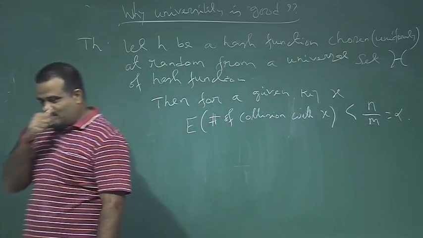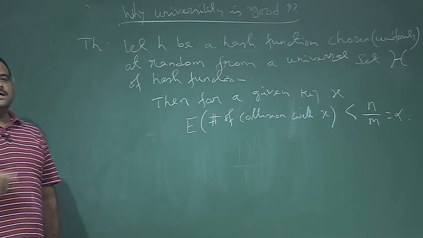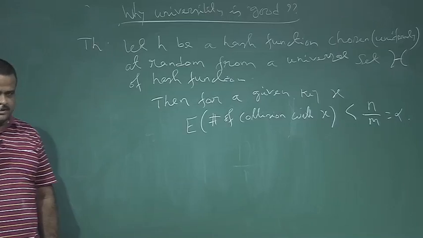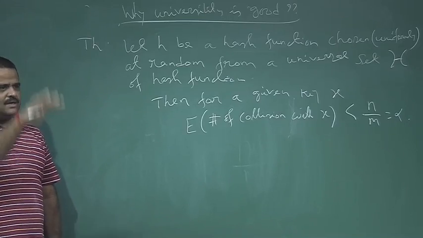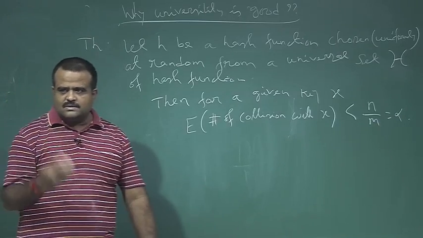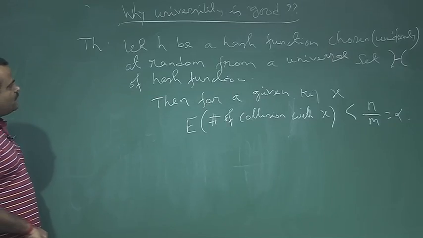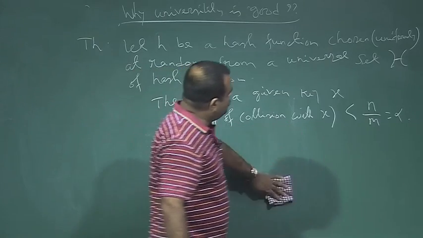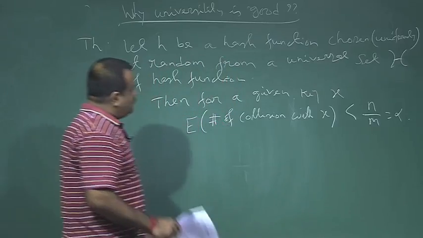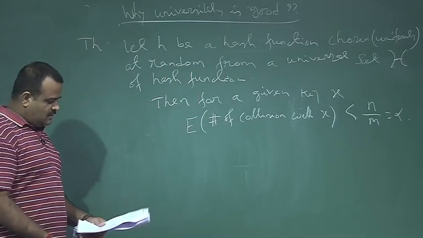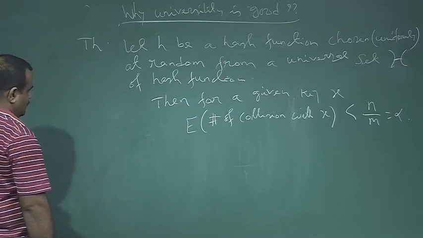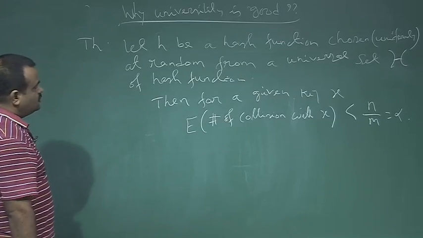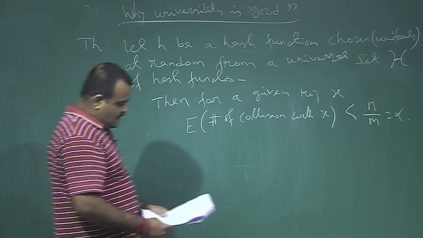So, if we are searching for a key x, and the expected number of collisions is alpha, that means it is basically the load factor of the table, then it is good news. So, we have to prove this. If we choose a hash function uniformly at random from a set of hash functions, then this is the expected number of collisions with x. Okay. So, this we need to prove.